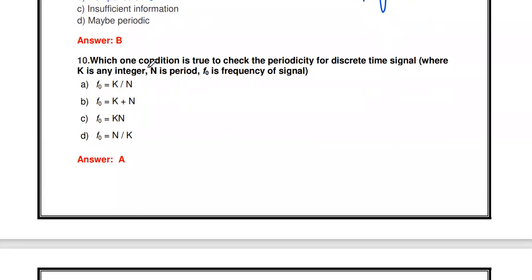Then the next one: which condition is true to check the periodicity of a discrete time signal, where k is any integer, N is the period, and f naught is the frequency? In order to check whether the given signal is periodic or not, if the frequency f naught can be expressed as a ratio k divided by N, where k and N are both integers, we can say that the particular signal is a periodic signal. This is a very important question. If a discrete time signal is periodic, the frequency f naught can be expressed as a ratio of two integers, k divided by N.